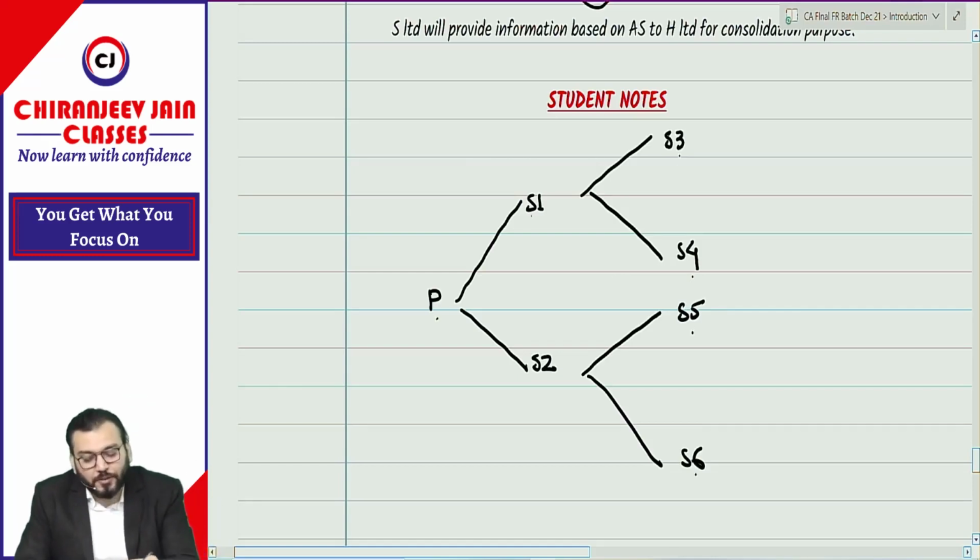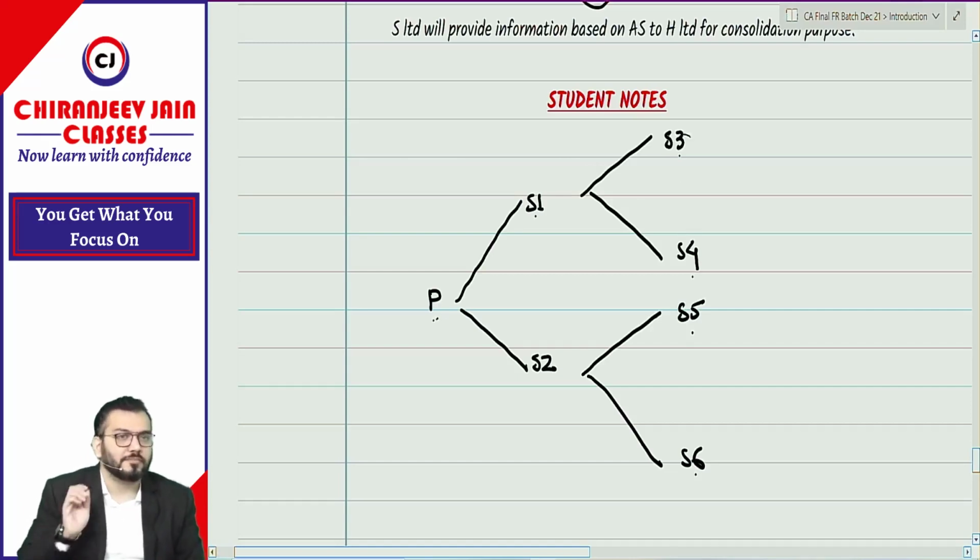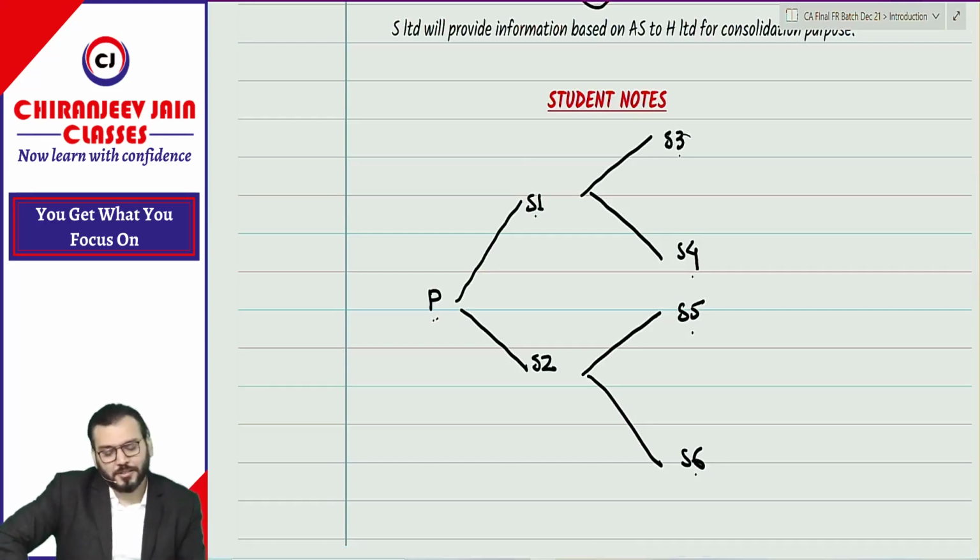It means if P controls S1, then P will also control what? S3, S4 also. I think you have done that in your Inter also. If you have not done it, then wait, we will understand automatically in consolidation.